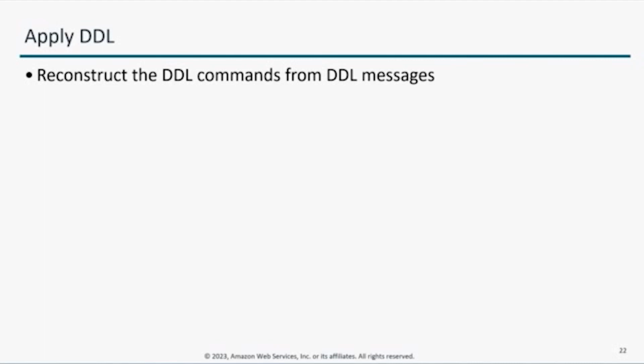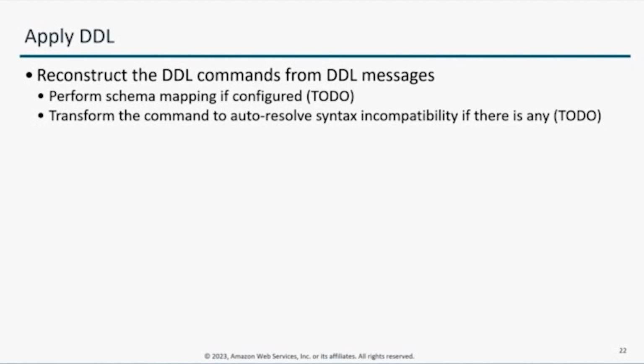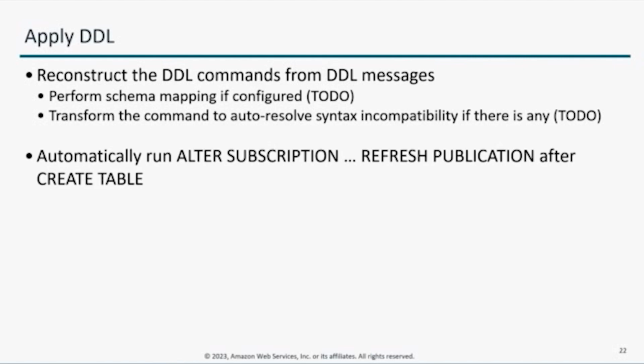Now, apply DDL. We have mentioned that we'll reconstruct the DDL commands from the DDL message, specifically from the JSON document that's extracted from the DDL message. In this process, we can perform schema mapping if needed, as well as do any transformation to auto-resolve syntax incompatibility. However, there are also some other caveats during the apply process. For example, we'll automatically run ALTER SUBSCRIPTION REFRESH PUBLICATION after any CREATE TABLE command. The purpose is that any data change on the new table can replicate automatically without any user intervention, because today the user does need to run this command even after creating the table on the subscriber side.